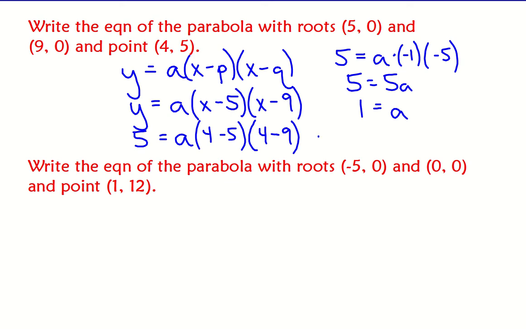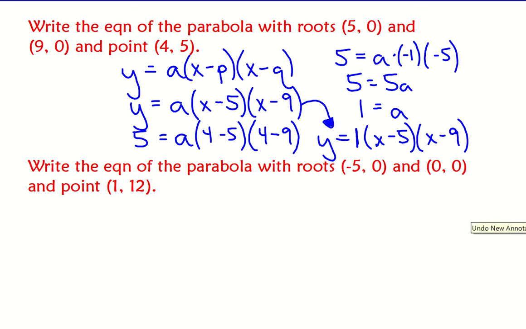So I can go back to the equation and put in a equals 1 and get that y equals 1 times (x - 5)(x - 9). You don't need to write the 1 in there. If you'd like to put it in there to ensure you didn't forget to find a, you are welcome to, but that would not be required. Here would be our equation. Again, if we need to change forms for this equation, I'll discuss that at the end, how we can flip from one form to the other.